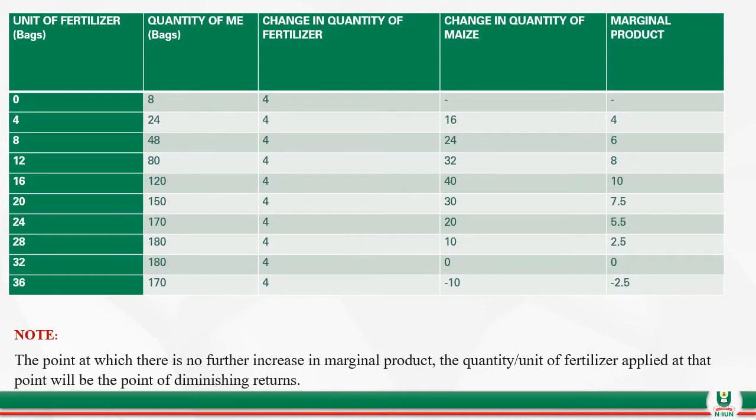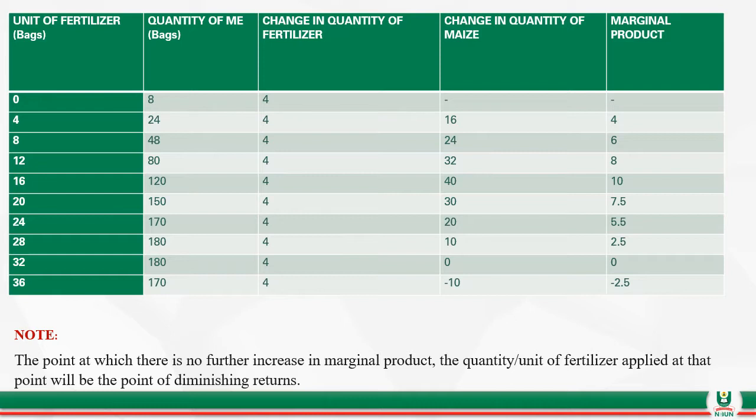There is no further increase in marginal product for the quantity of fertilizer applied at that point. That is the point of diminishing returns. You can see here, there is no further increase. Nothing is coming up again. So if you continue adding, it will decline up to the negative level.